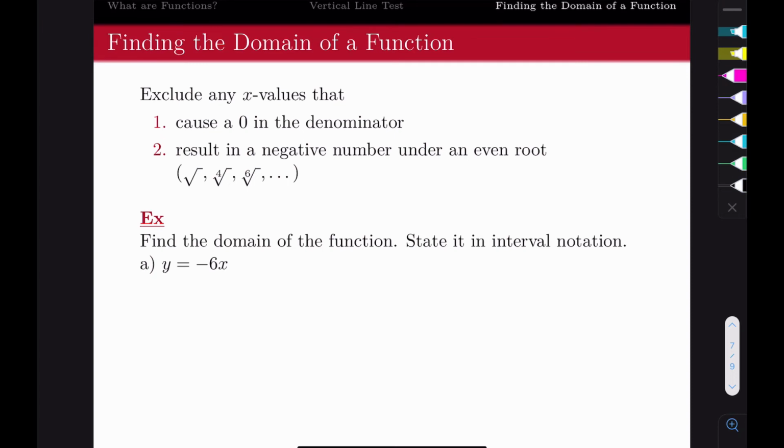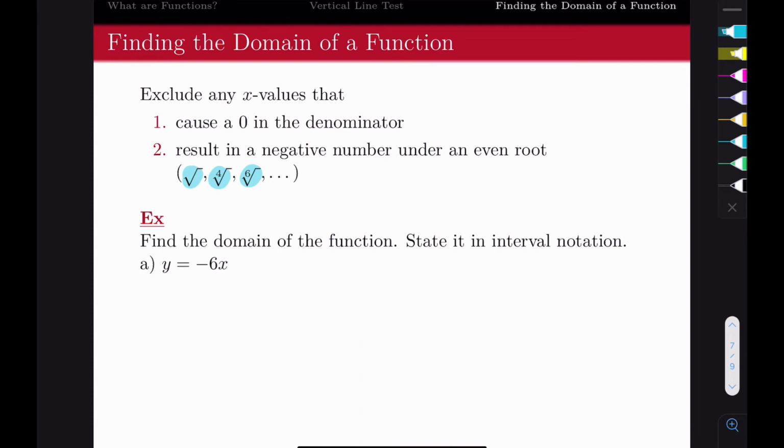We can't take the square root of a negative number. Square root of -1 is going to give us something imaginary. Square root of -4, same thing. None of those are going to make sense. So we also need to exclude any values that give us a negative number under an even root. So it works for square roots, 4th roots, 6th roots, 8th roots. They all have exactly the same type of domain.